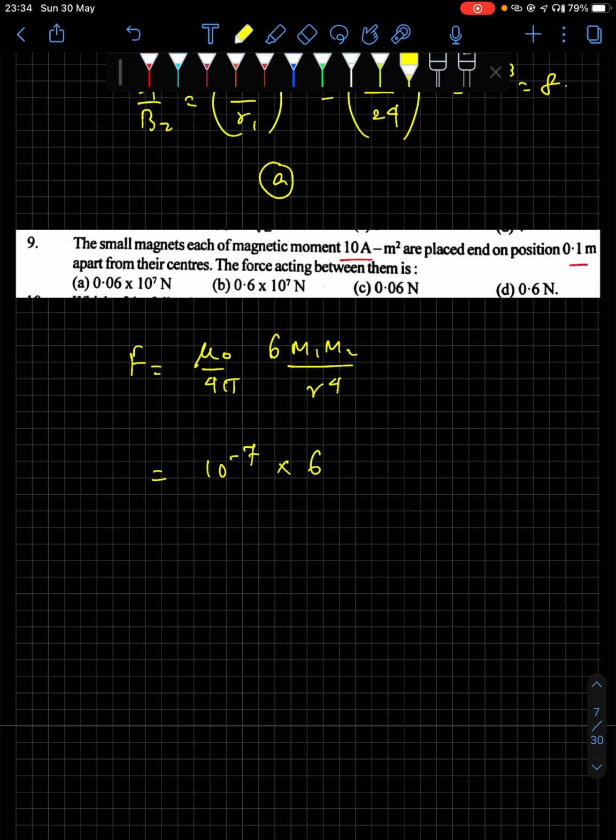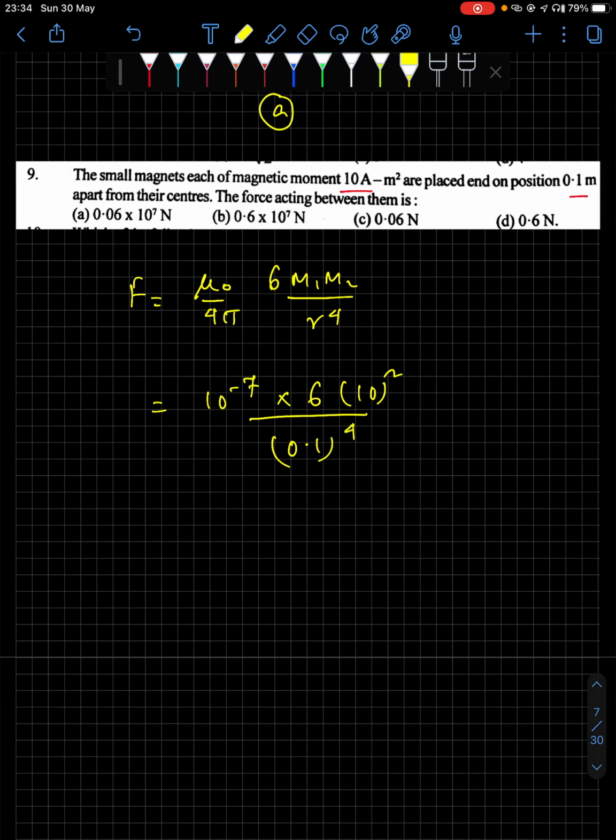Into 6 m1 m2. Now m1 m2 is equal here. So this is like 10 square, and the distance between them is 0.1. So 0.1 to the power 4. Okay, so that you can write down 10 to the power minus 1 to the power 4, and on calculation you will get this as 0.6 Newton. Option number D is the answer. Okay, so you need to do the calculations yourself. I'm skipping this here because things are done elaborately in the PDF. To save time, I'm skipping the calculations. You must do the calculations by yourself.